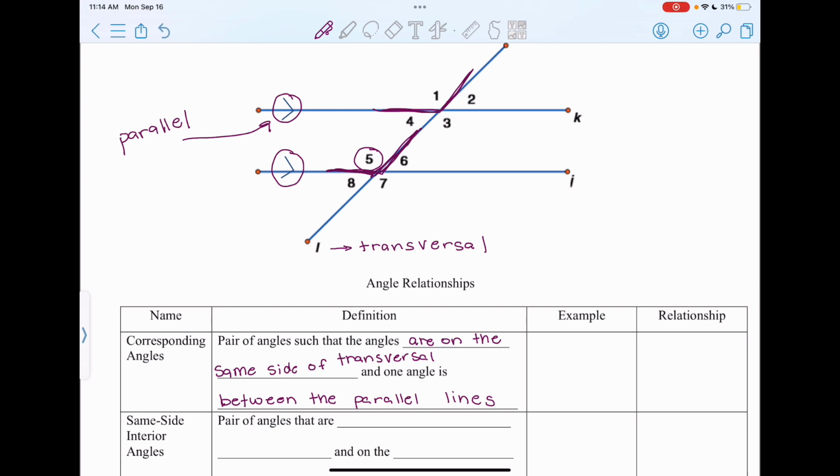I also want you to know that they have the same orientation. Notice how they both point up. That's another indication of corresponding angles. So angle 1 and angle 5. We also have angle 4 and angle 8. Those are on the same side of the transversal, and 4 is in between the parallel lines.